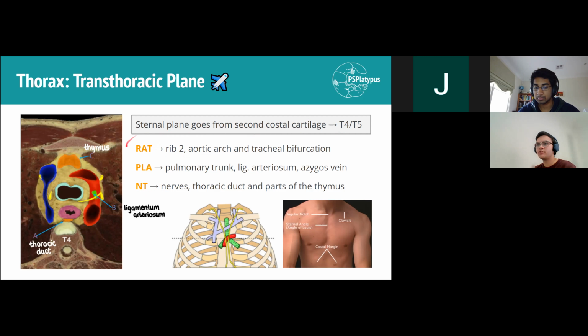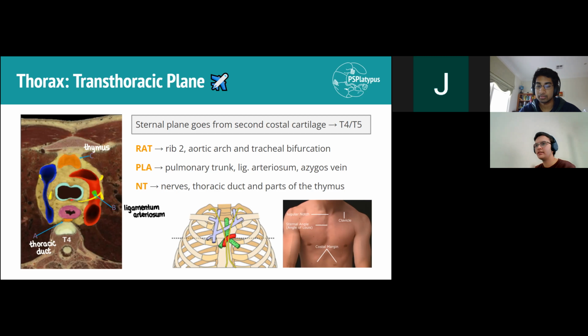And a useful mnemonic to remember these is RAT PLANT. So RAT is rib 2, so that's what it's defined by, the aortic arch, and then you've got the tracheal bifurcation. So you can see the aortic arch right here in red. With PLANT, you think about pulmonary trunk, you think about ligamentum arteriosum, that fetal remnant, which is right here. And then you think about the azygous vein. So azygous vein, I don't think it's shown here. Maybe it is, and I've just forgotten, but it's not shown here. So the azygous vein will again drain into the SVC. And then the NT stands for just nerves in general.